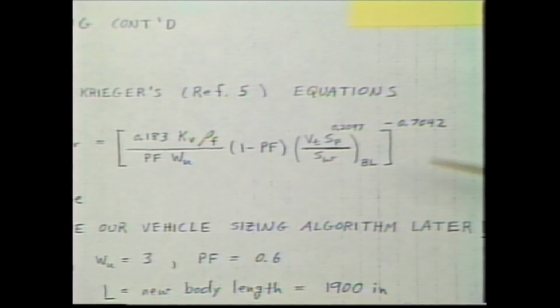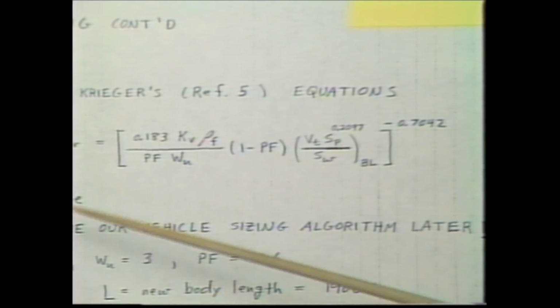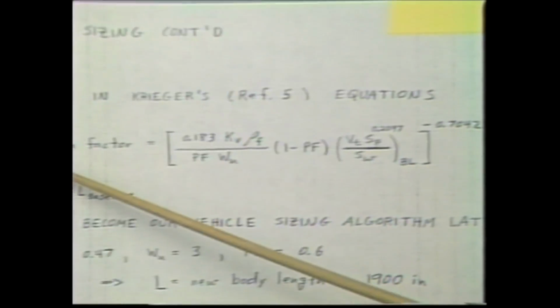We left off at the break with the preliminary vehicle sizing. This is sort of the summarization or last chart on that. If you look at Krieger's notes, you can do this for yourself in your own time. You can combine terms that he has there and come up with this equation for a length scale factor that I call F sub L.